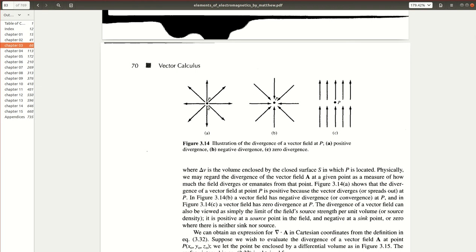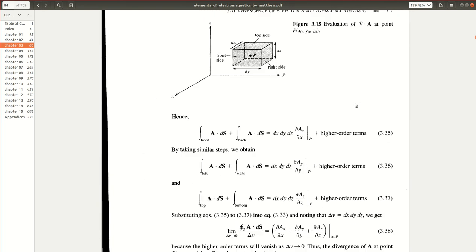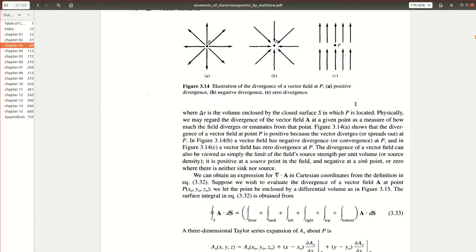This is called positive divergence, because the flux goes outward from the point. Here is negative divergence, meaning the flux goes inward toward the point. Here it is zero divergence, because it does not diverge and is not related to this point. This is not a source at this point. Okay, so this is an illustration in this book.